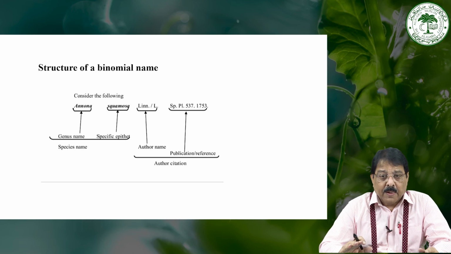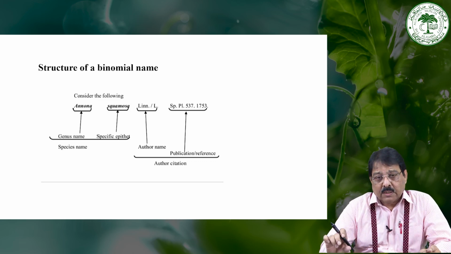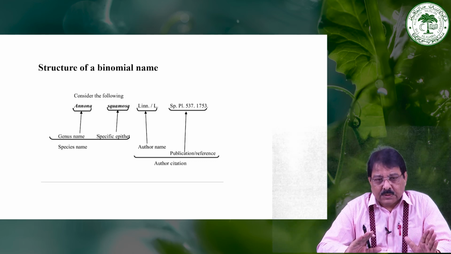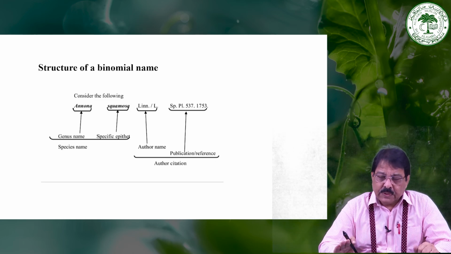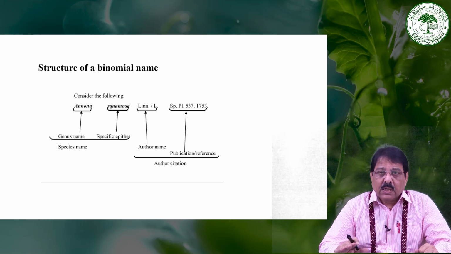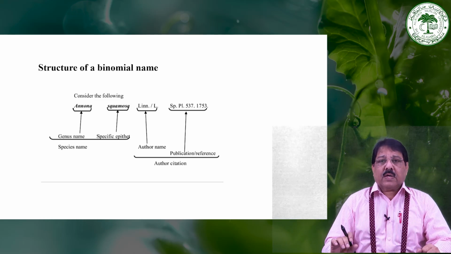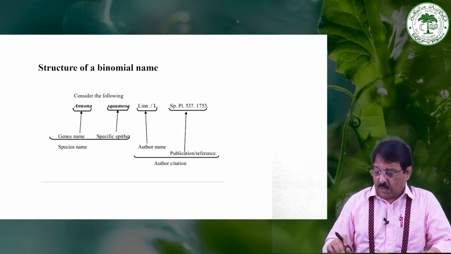name of the plant. Then where it has been published, the publication reference in a very abbreviated form must be there. So the complete name has been given: first the generic name, then the specific, then the authority name, and after that the abbreviated form of where it was published.